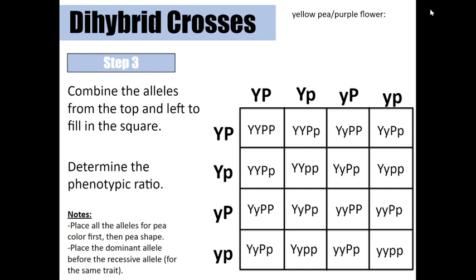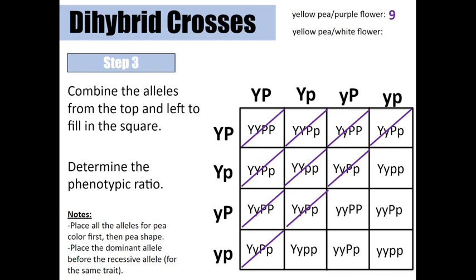So a yellow pea with a purple flower is 1, 2, 3, 4, 5, 6, 7, 8, 9. All right. So we have 9 that are going to have a yellow pea and a purple flower. We know this because all of these that we marked off have a capital Y and a capital P. So next, let's look for a yellow pea and a white flower. 1, 2, 3.